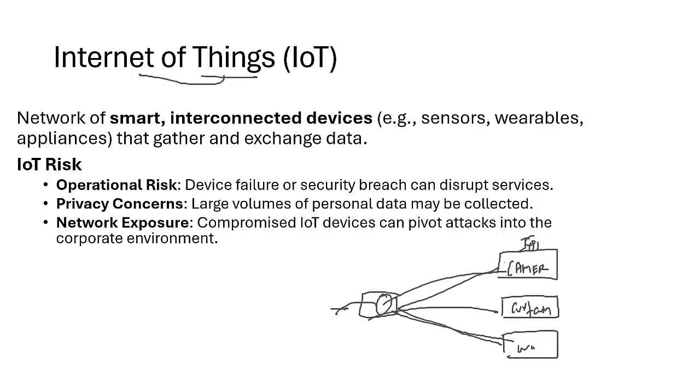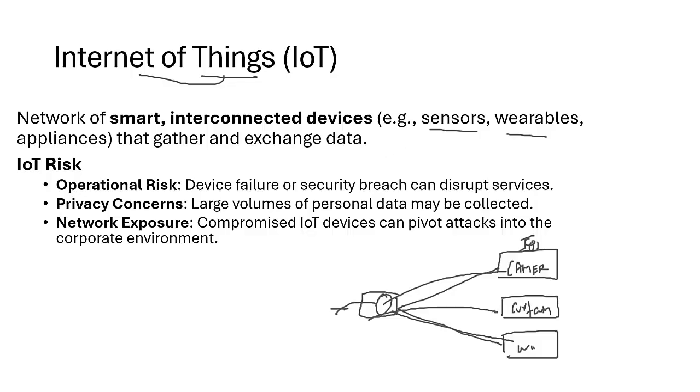The biggest concern here is availability, because if someone takes control over this IoT, then it basically backfires on you from a security point of view. There is a possibility hackers try to control these IoT networks to use against you. So IoT is a network of smart interconnected devices like sensors and wearable appliances that gather and exchange data.